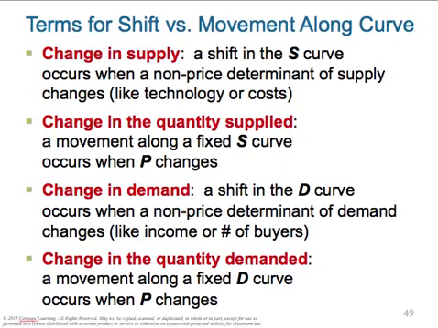Change in demand is a shift of the demand curve that occurs when non-price determinants of demand change. Things like income and the number of buyers in the market. Again, a shift of the curve. That's a change in demand. Change in quantity demanded is a movement along a fixed demand curve that occurs when price changes. So remember, you're going to move up and down the supply or demand curve when price changes, and when everything else changes, you're going to have a change in demand or supply, and that's going to be a shift of the curve.